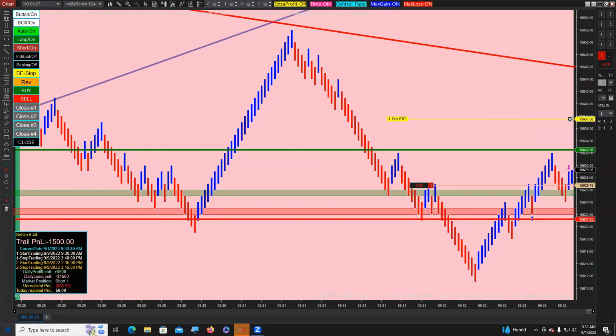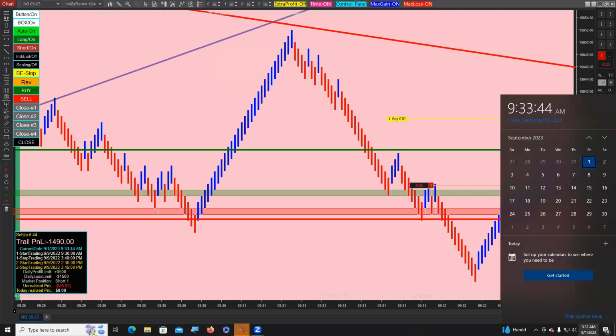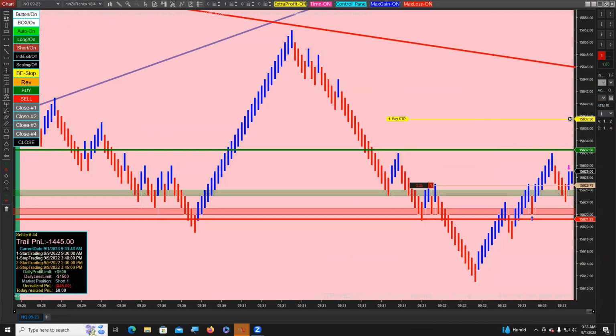Friday, September 1st, a few minutes after the open. Just give it a couple of minutes just to calm down. And now activated the strategy. So this one trades one contract and targets 500.